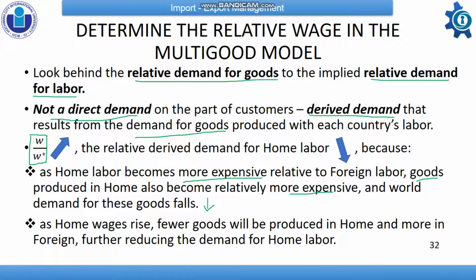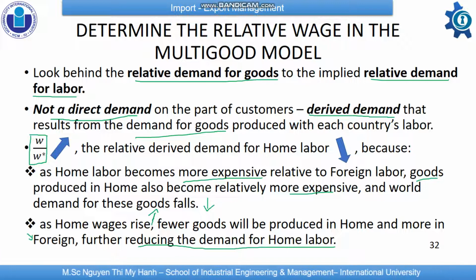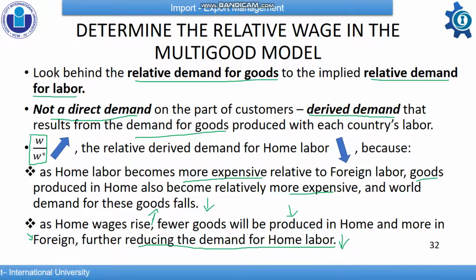And the second reason is that when the home wage increases, fewer goods will be produced in home and they will be produced in the foreign country instead. So it will reduce the demand for home labor, because most of the products will be produced in the foreign country and fewer products will be produced in home. So of course the demand for labor will decrease. Okay.